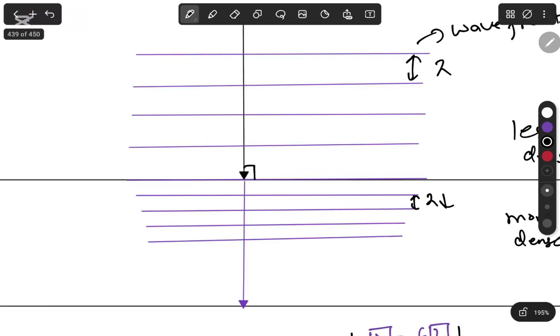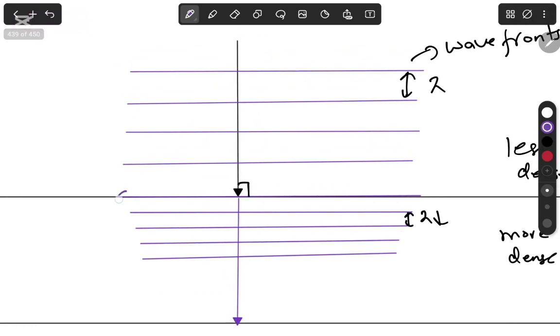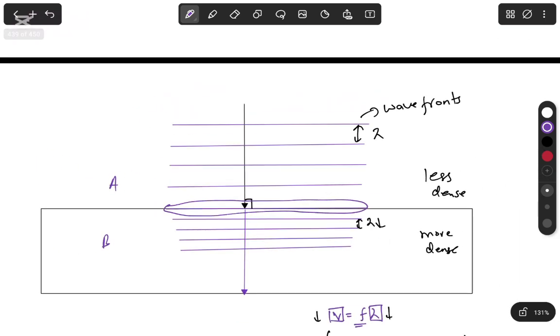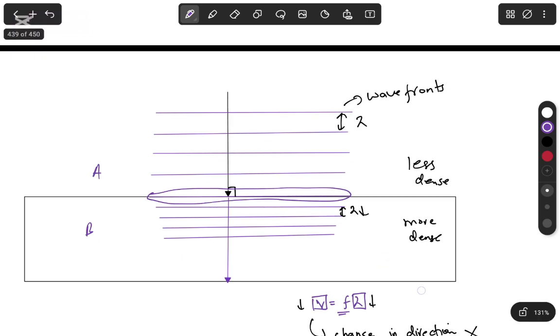The reason for this is that the entire wavefront enters the medium. Let's say this is medium A and this is medium B. The entire wavefront enters medium B at the same time, so the speed of the entire wavefront decreases at the same time. And that is why, since their speed decreases at the same time, their direction does not change.